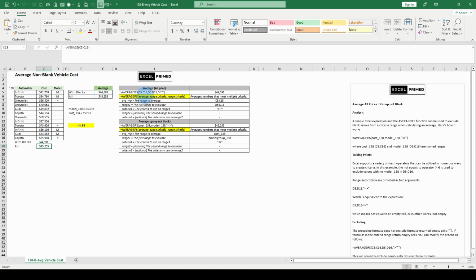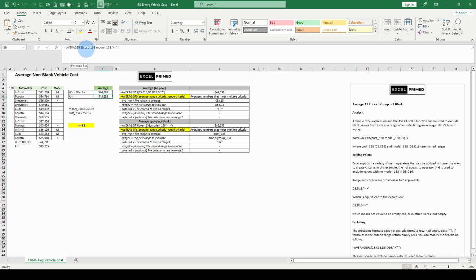We can incorporate the AVERAGEIFS function to do this all in one little formula. AVERAGEIFS averages numbers that meet multiple criteria. What's the multiple criteria? It is the average range, C5 to C16. We're going to look at this data based on what? The range. What's the range? D5 to D16. We want to average everything excluding the blanks. And that number is 44591, and you can see right here it's 44591.